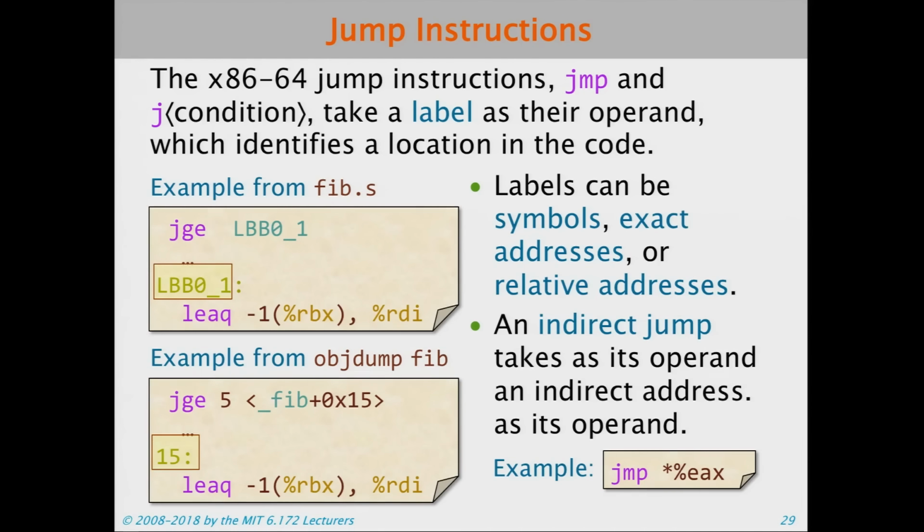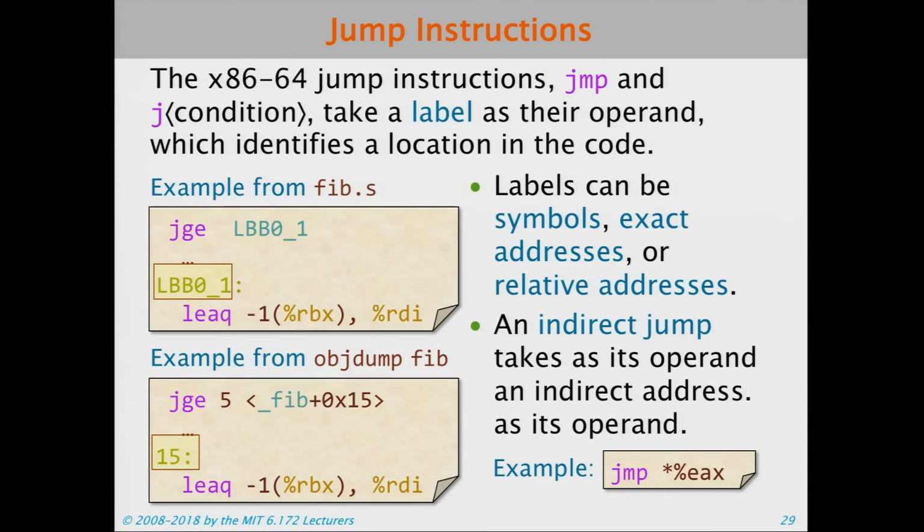The jump instructions take a label as their operand, which identifies a location in the code. For this, the labels can be symbols. In other words, you can say, here's a symbol that I want to jump to. Might be the beginning of a function, or it might be a label that's generated to be at the beginning of a loop or whatever. They can be exact addresses, go to this place in the code, or they can be relative addresses, jump to some place, as I mentioned, that's indexed off the instruction pointer.